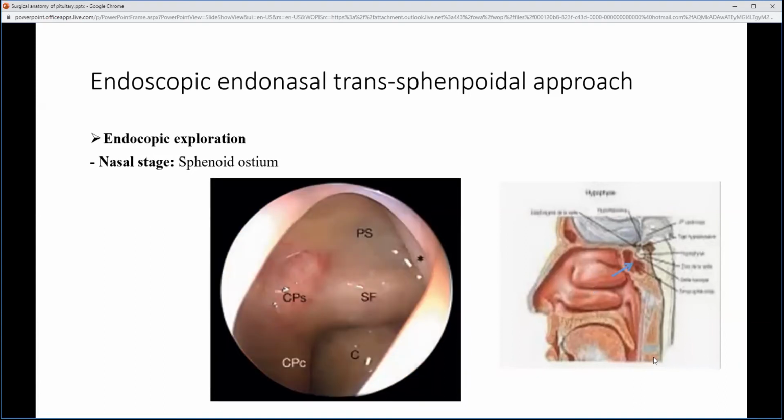So here we visualize the sphenoid ostium, and from this sphenoid ostium, we can visualize directly the internal part. As the arrow shows to the right, we are visualizing the internal part of the sphenoid sinus, and already we can depict the cellar floor. As we said, we can depict the clivus below, and we can see the prominences in pink, the prominences of the carotid arteries and the planum sella just above.